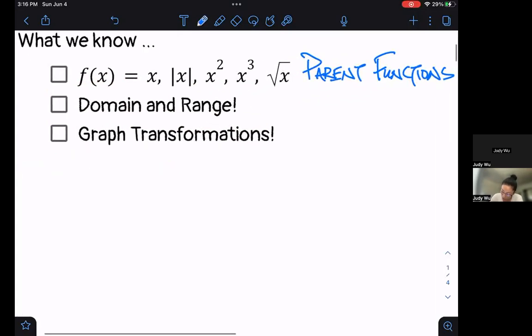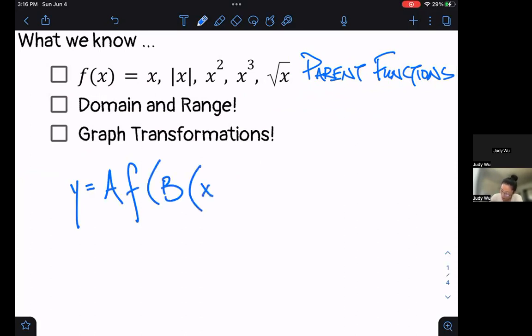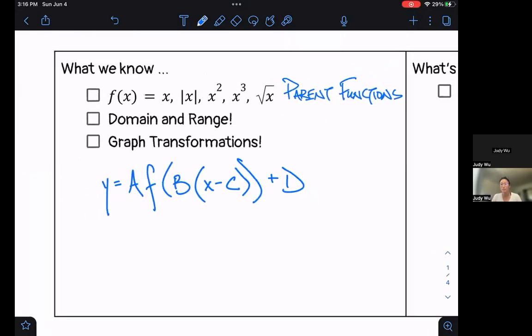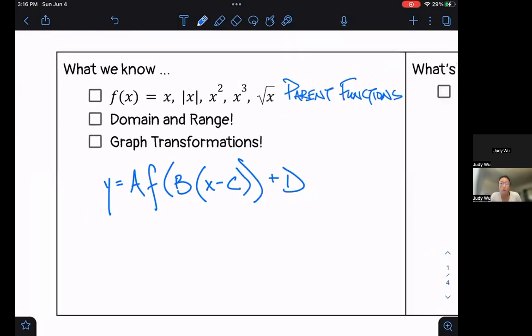And so I want to take a moment to write that formula down here. y equals a f of b(x minus c) plus d. All right, so this was something we talked about way back in 1.5. And it's going to be a theme that we use throughout the course.